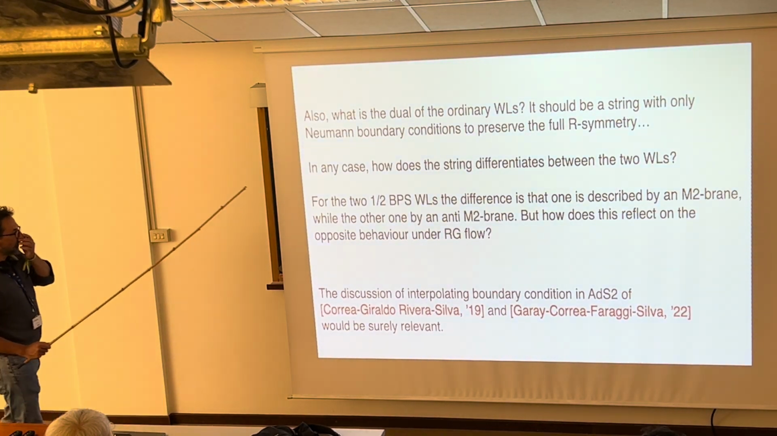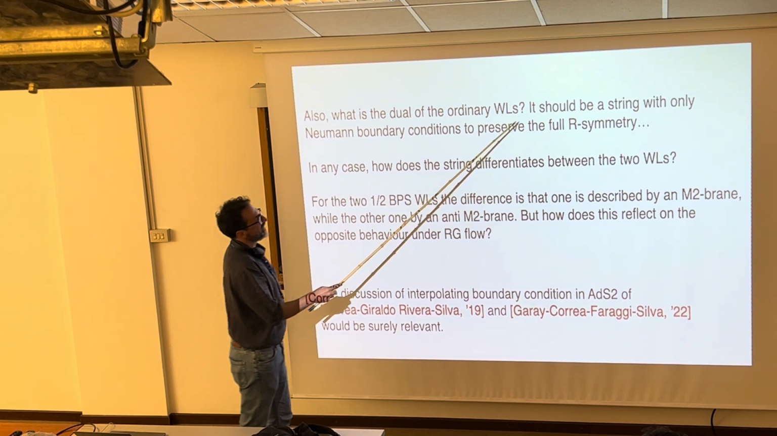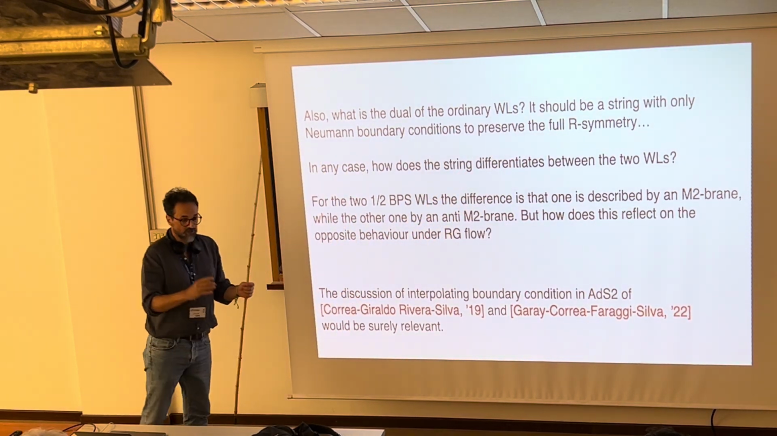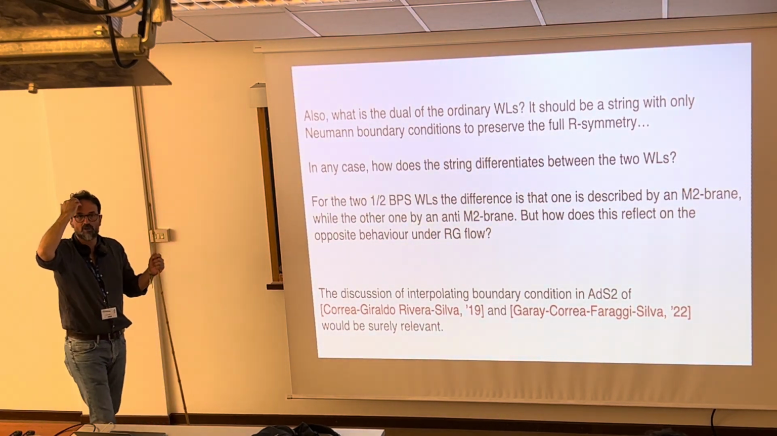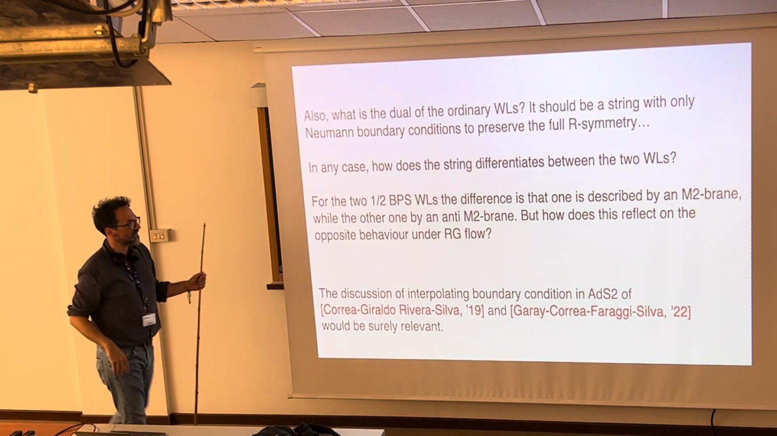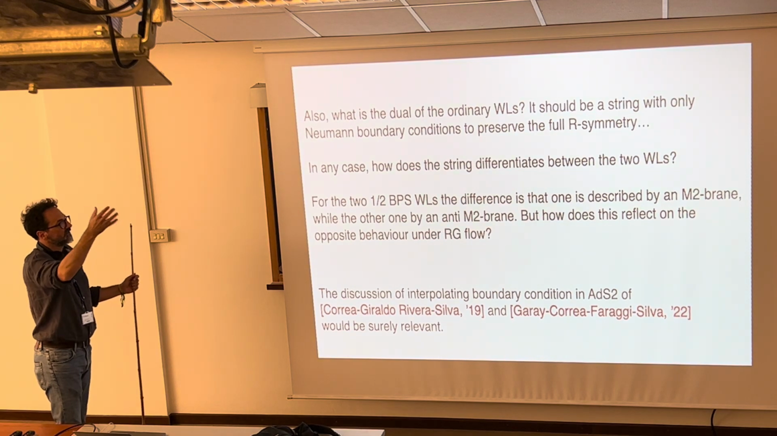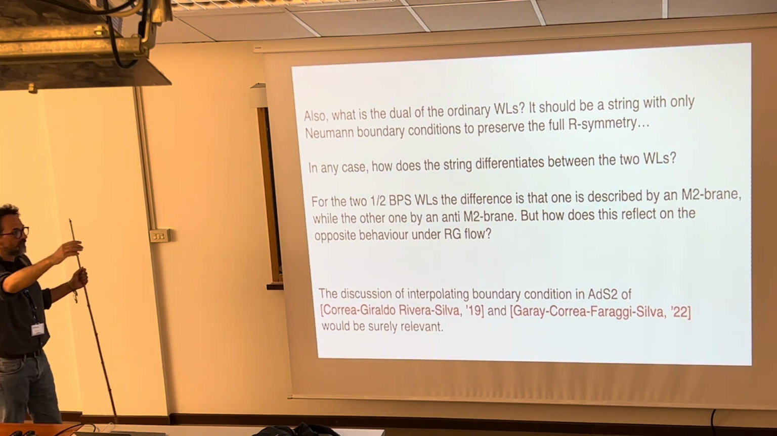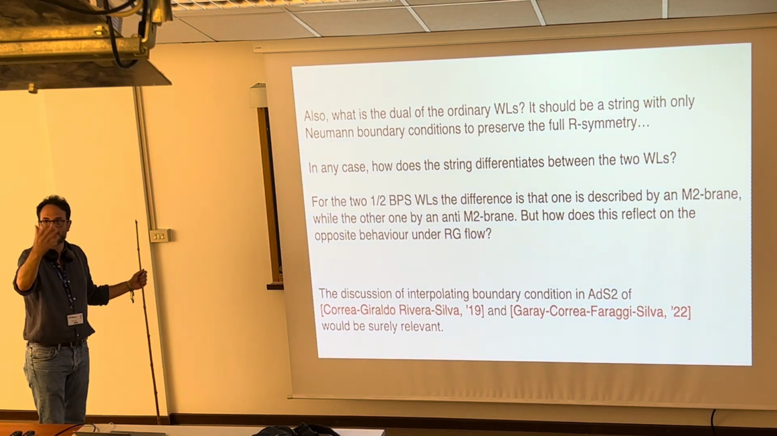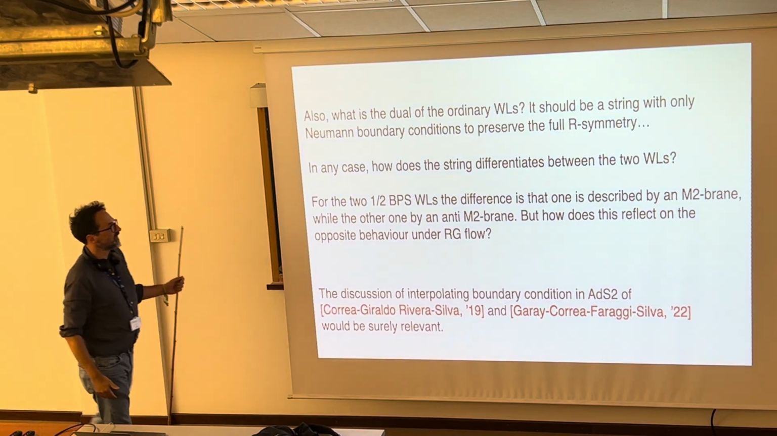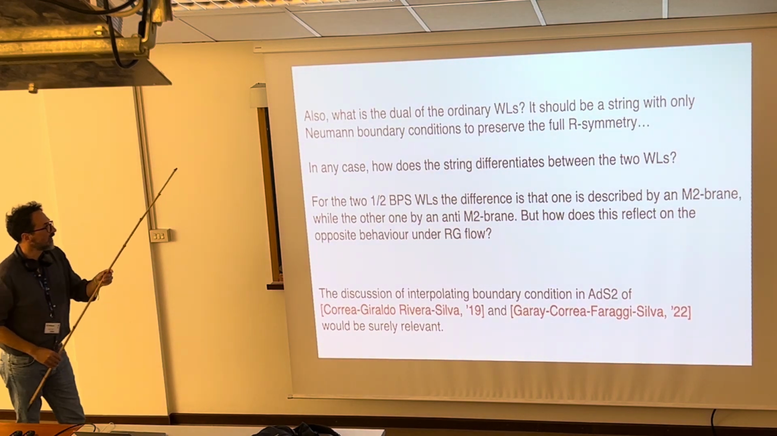Also, what is the dual of the ordinary Wilson loops in ABJM? It should be a string with only Neumann boundary conditions. Because if you put it at a point, you have some Dirichlet boundary conditions, which is what you have, for example, for the half BPS string in AdS5 times S5, in which you have Dirichlet boundary conditions on the S5. But now, if you want to preserve a full R-symmetry group, somehow you have to delocalize completely the string in the internal space by imposing Neumann boundary conditions, and technically it's not clear how to do it in CP3.